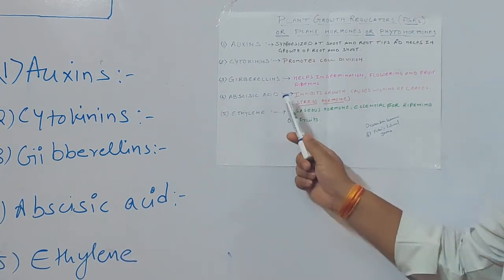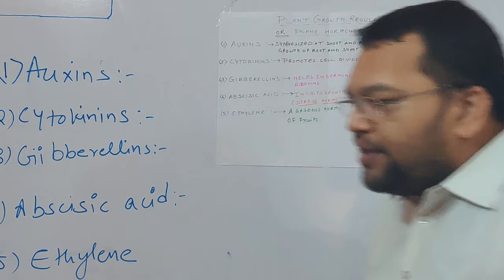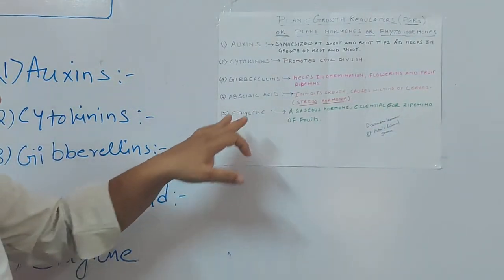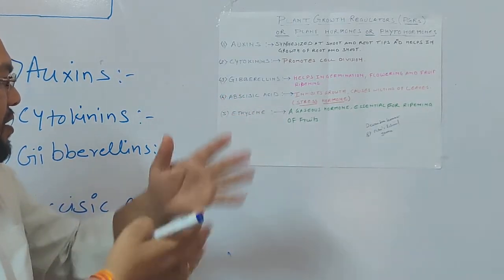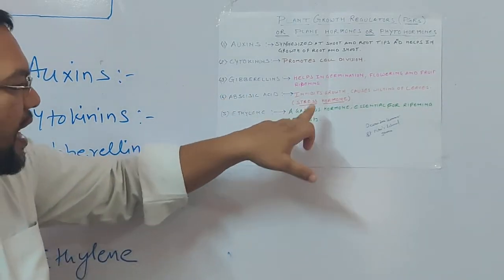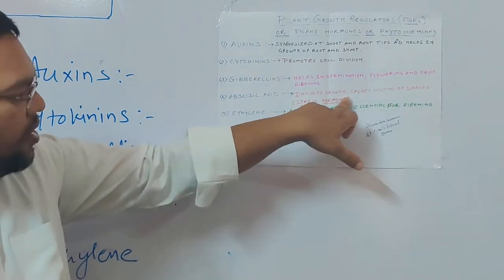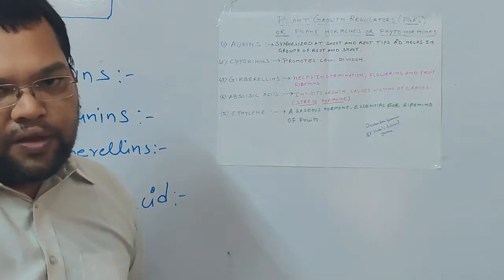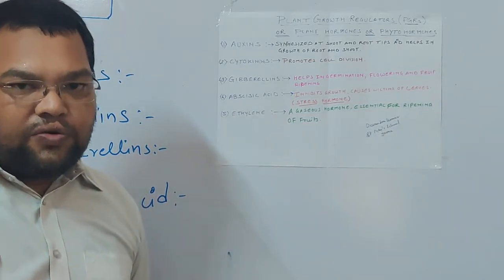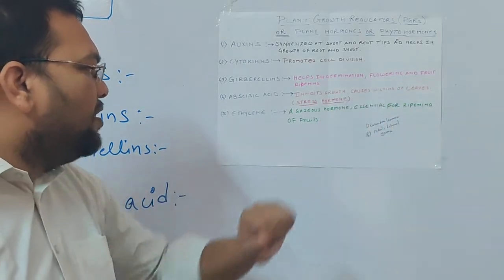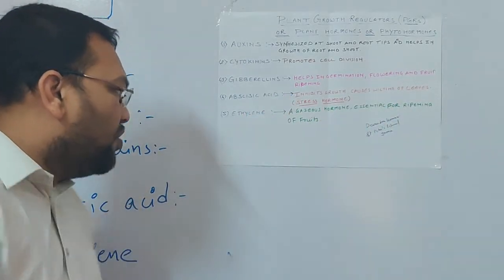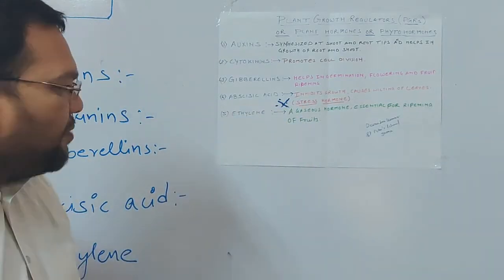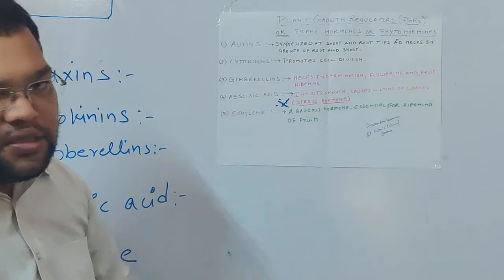The next is abscisic acid. Now abscisic acid inhibits the growth. Actually this abscisic acid just works against the gibberellins. So abscisic acid inhibits the growth, causes the wilting of leaves. Wilting of leaves means leaves का टूटना, सूख के टूट जाना, wilting of leaves. And this abscisic acid is also known as stress hormone. This you remember, huh? Stress hormone. So this abscisic acid is also known as stress hormone.